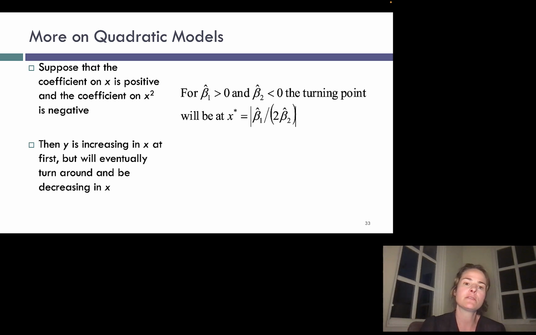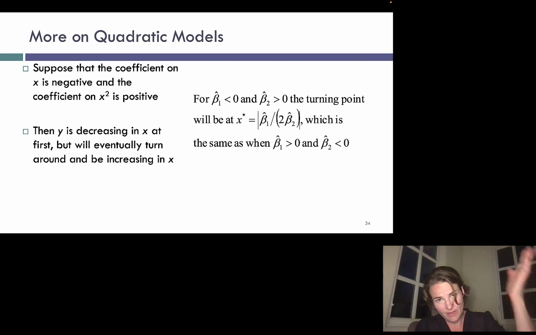So sometimes these models go up and then down. In this one, y is increasing in x at first, and eventually will turn around and be decreasing in x. This is like an upside down U shape. And so we also might want to know where that turning point happens. That's what this formula x star gives you: the turning point is at beta 1 hat divided by 2 beta 2 hat. That's setting the first derivative equal to 0, if you want to go back to calculus class. If you want to forget about calculus class, here's a formula for you. You can have one that's decreasing and then increasing, and here's a formula for that as well.